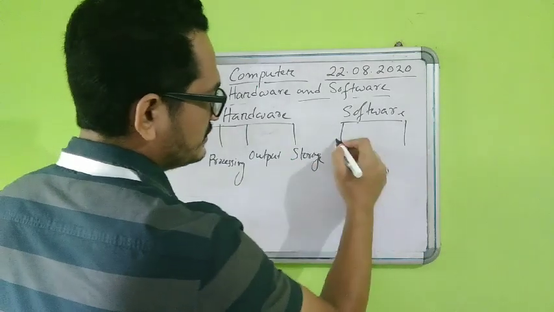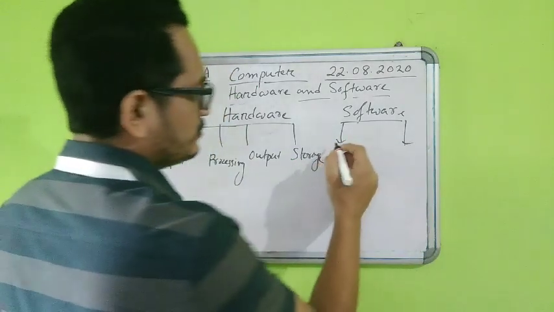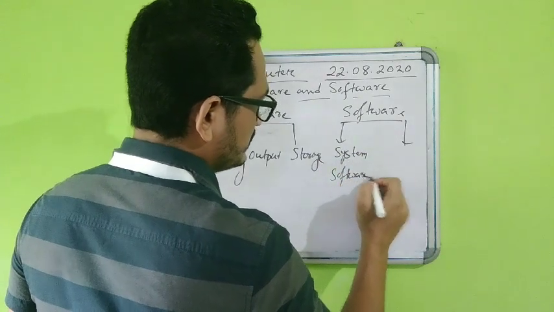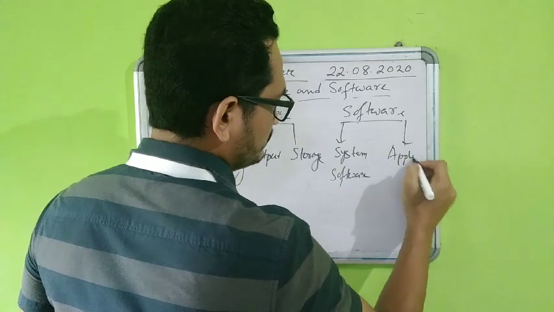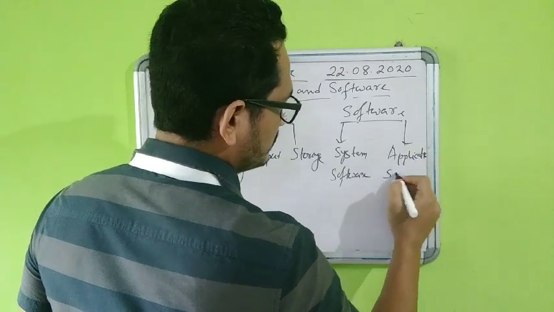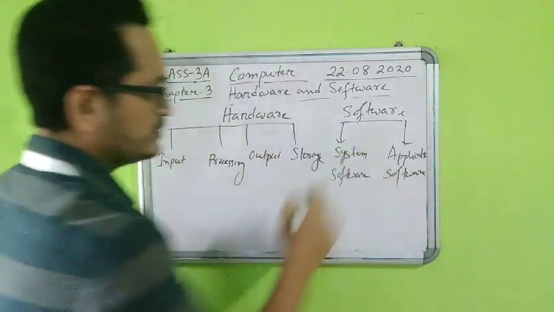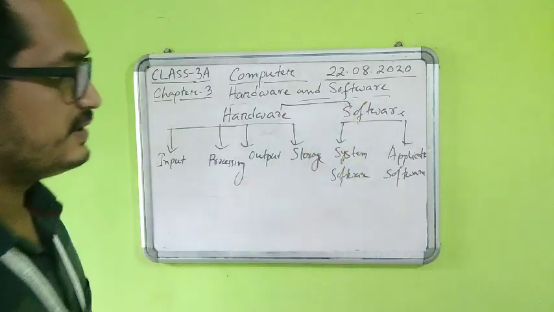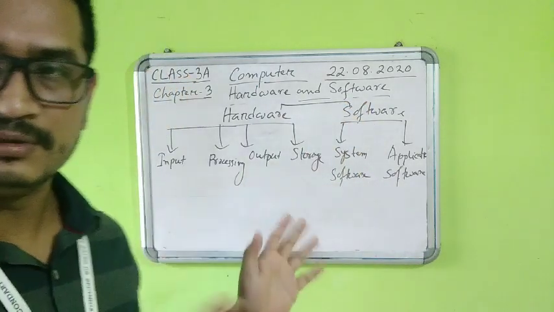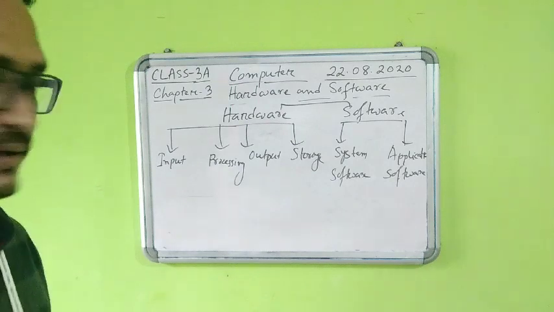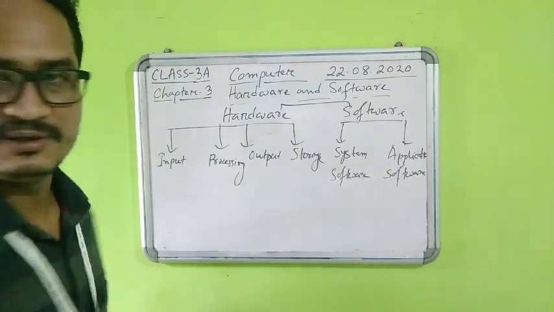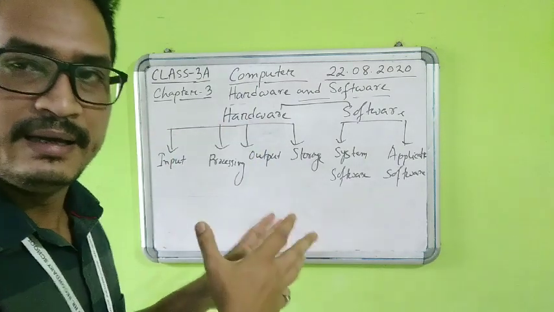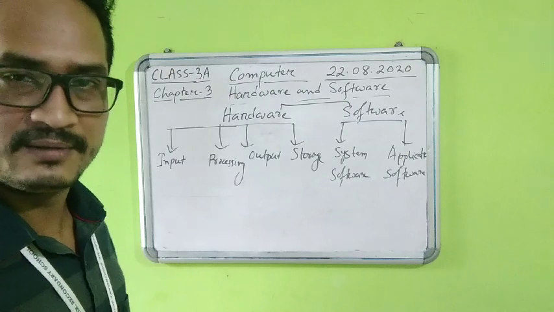And software also is divided into 2 parts, okay. One is system software, and another is application software. So students, please remember this branching, okay, because this branching is very important. If you remember this, then the complete chapter is almost already done. You just need to remember the examples of this. So please note this down in your copy, so that you can remember, and sometimes you can see and remember the whole thing, okay.